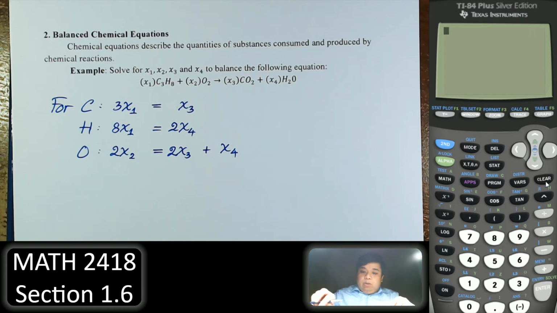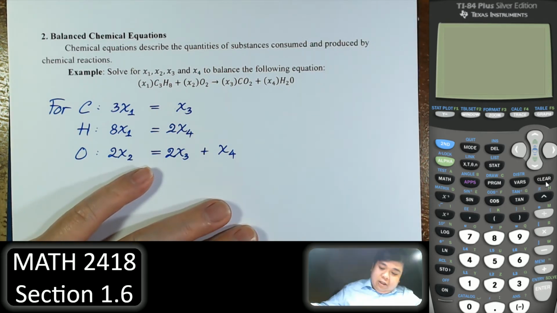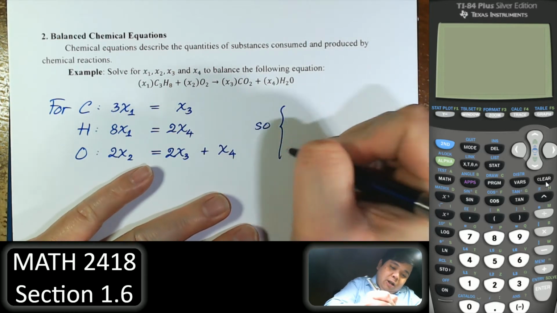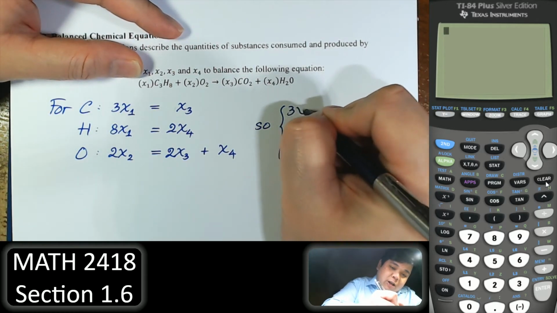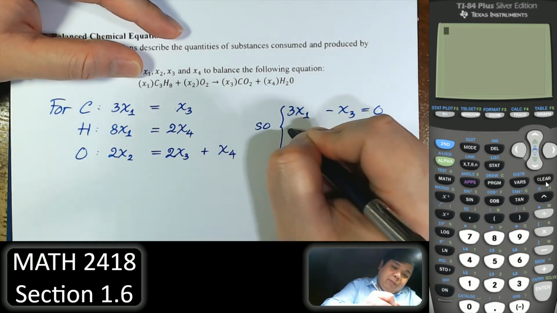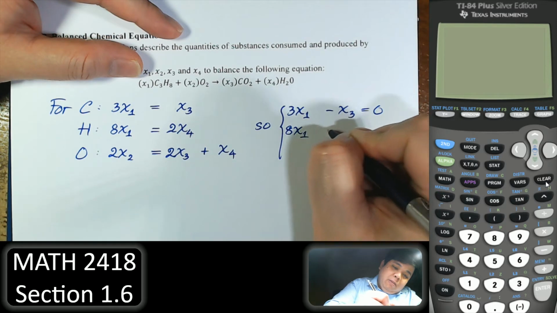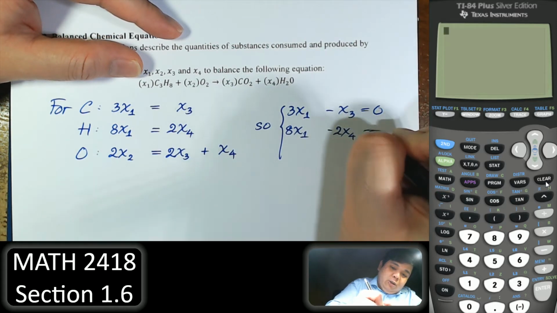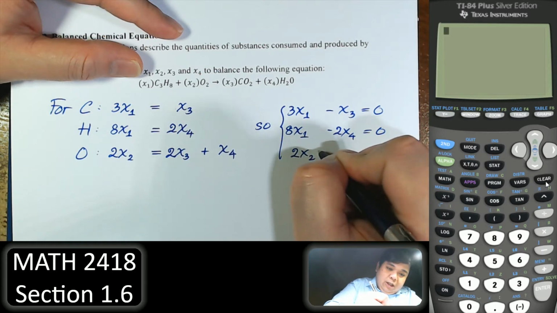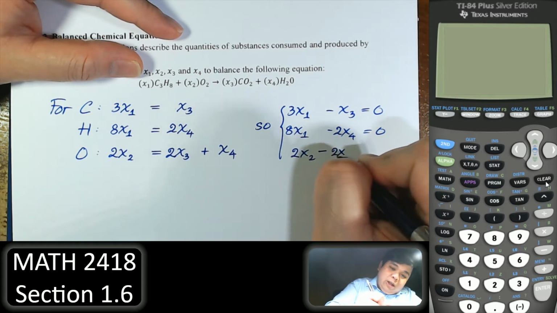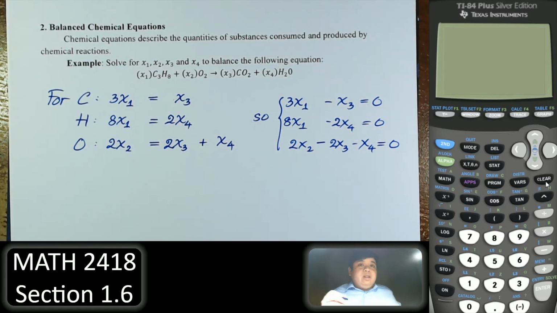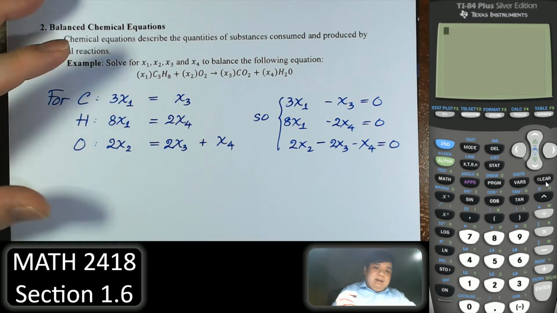To turn this into a system of equations, move everything to one side. 3x1 minus x3 equal to 0. 8x1 minus 2x4 equal to 0. 2x2 minus 2x3 minus x4 equal to 0. And we write the matrix, reduce to echelon form, and have the solution.